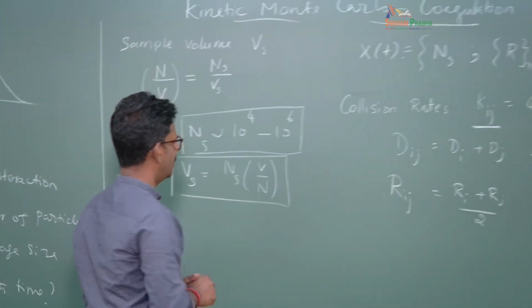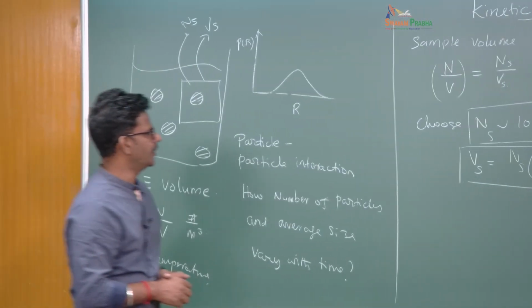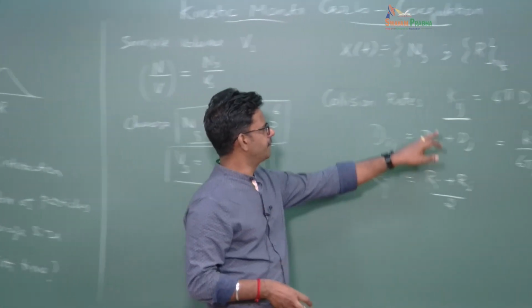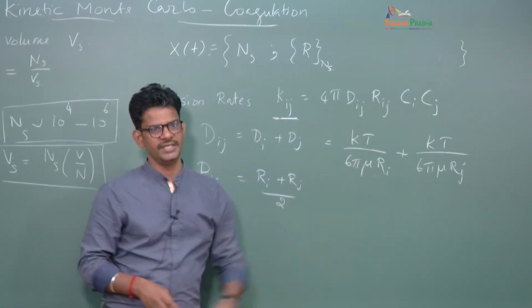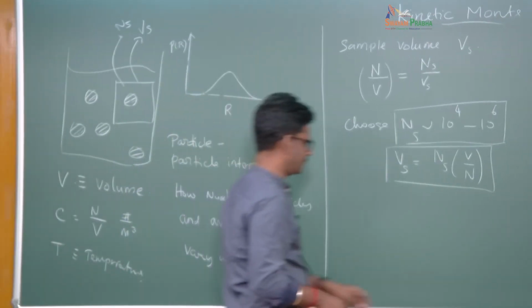So now we can think about setting up a kinetic Monte Carlo algorithm after knowing the collision rate for each pair. So the algorithm goes something as follows.